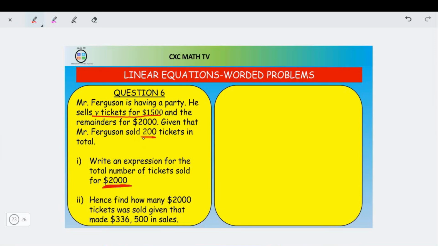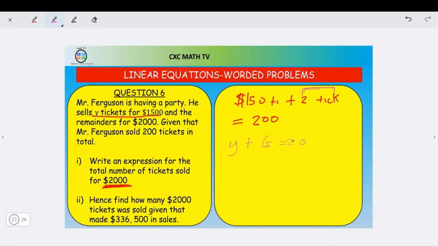200 in total. So what we do know is that the $1,500 tickets plus the $2,000 tickets must add up to be what? They must add up to be 200. Isn't that so? So if we know how many tickets he sold for $1,500, this is Y. So Y plus, we don't know what this is. This is now the $2,000 tickets. Let's call that G. Y plus G equals 200.